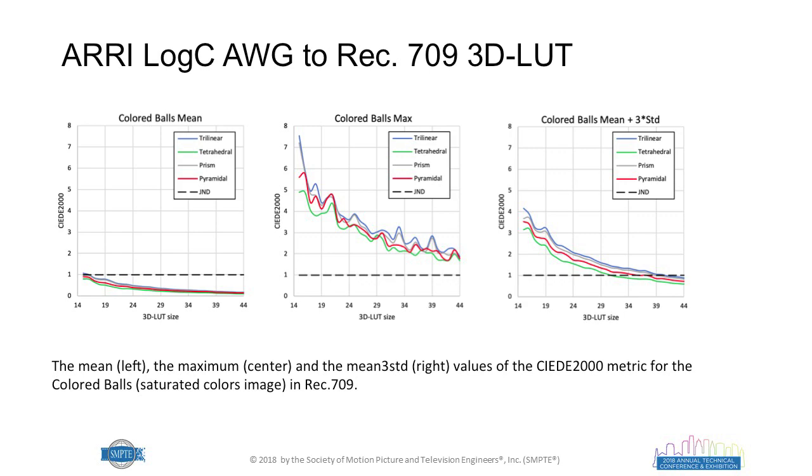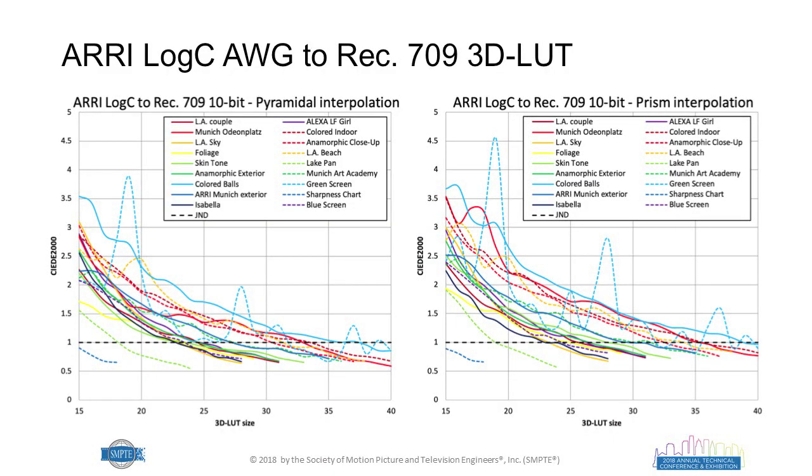That was the Munich Art Academy image. For the colored balls, same behavior. The mean below the JND, max always above the JND, and mean plus 3 times standard deviation crossing at tetrahedral 31 cube, pyramidal 38, prism 39, and trilinear 41. Now let's put everything into one graph.